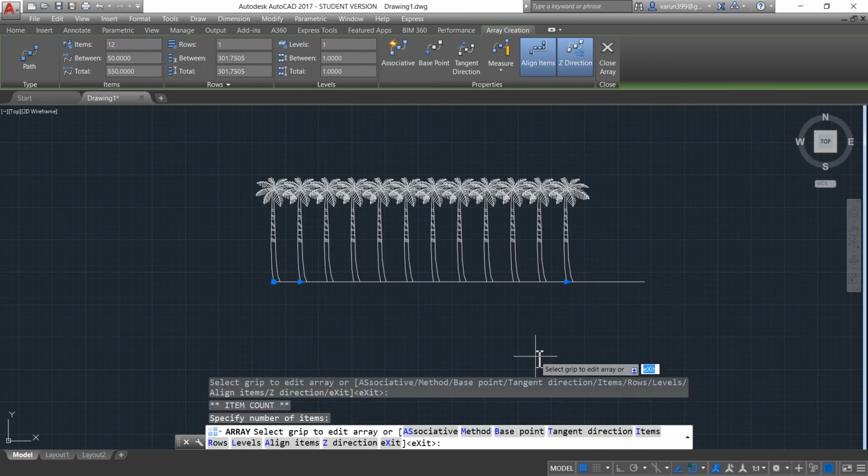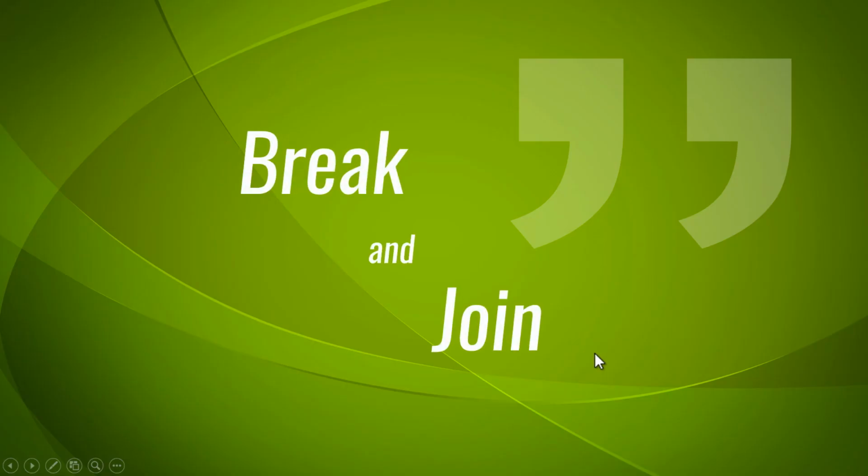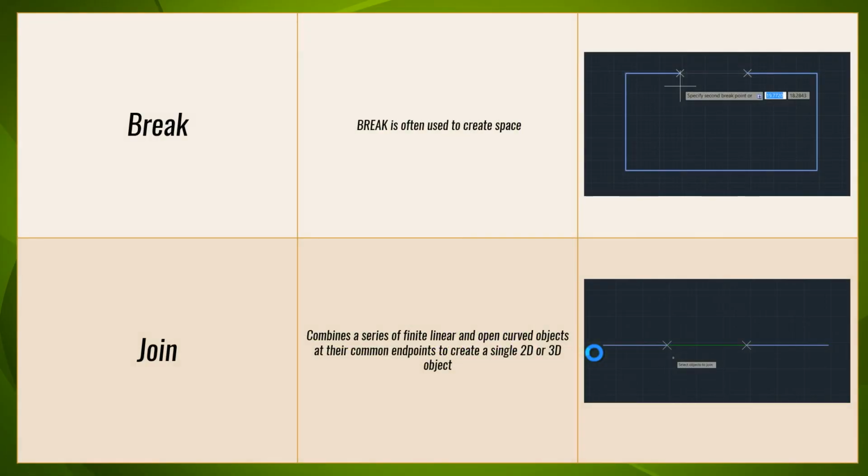So array is very useful to increase the productivity and the output of the drawing. It will help you to reduce the time and work faster. Break and join. Break and join are two essential commands which have been used from the old times in AutoCAD. Break is used to create a gap in an object.